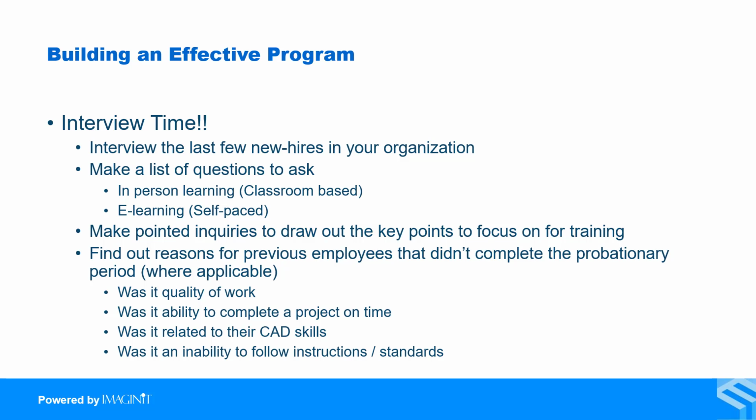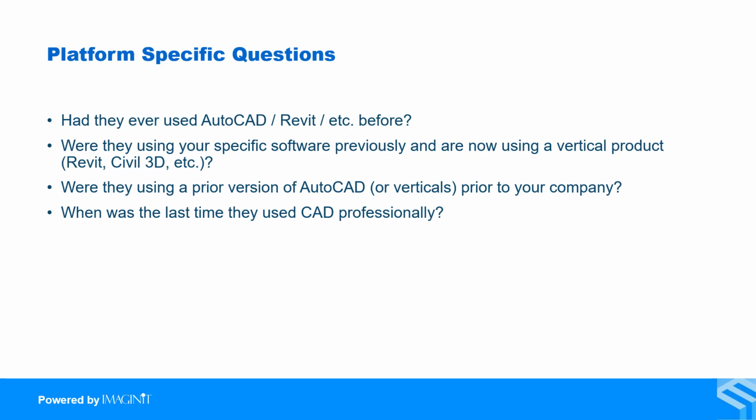First thing we should do is interview. We should interview the last few new hires within your organization. You should also make a list of questions to ask them if you had in-person learning or e-learning. Make pointed inquiries to draw out the key points to focus on for training. Find out reasons why previous employees that didn't complete their probationary period were let go. Was it due to their quality of work? Was it ability to complete a project on time? Was it related to their CAD skills? Or was it an inability to follow instructions or standards?